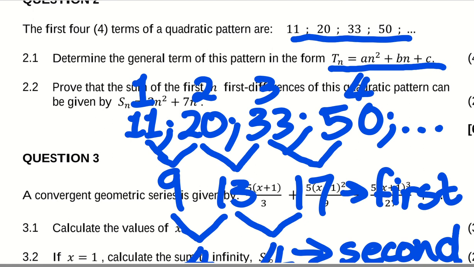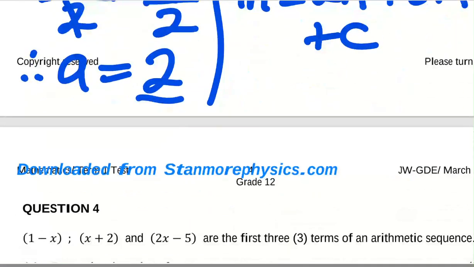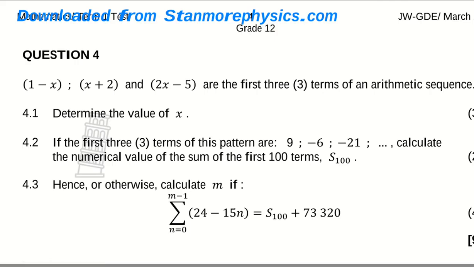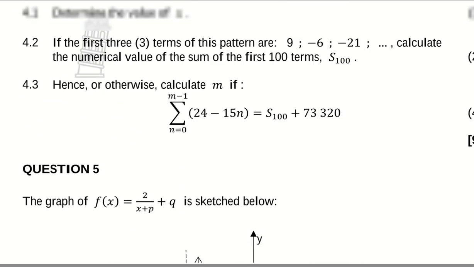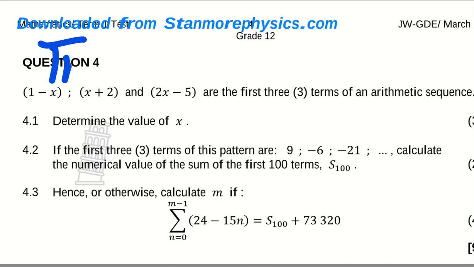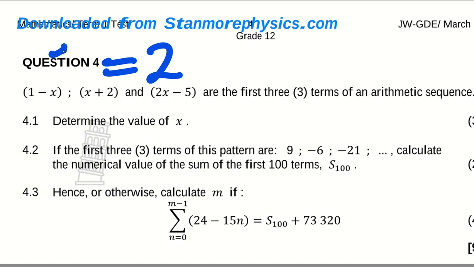You can take any two of these terms and substitute them into the general term equation. I'll just take term number 1 and term number 2, which are 11 and 20, and substitute them. Let's start with the first term, which is 11. Tn equals, a is 2, and in the place of Tn I'm going to put 11. I'm not going to write Tn anymore.